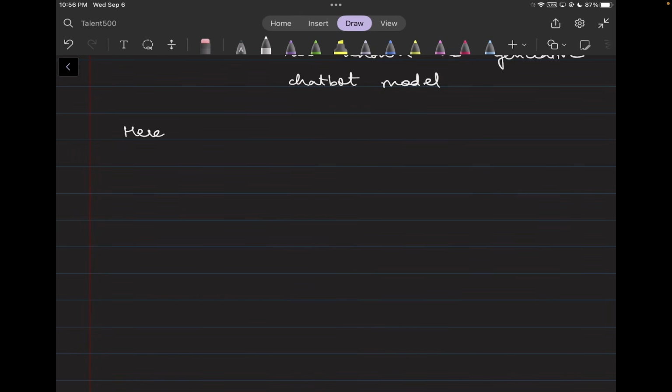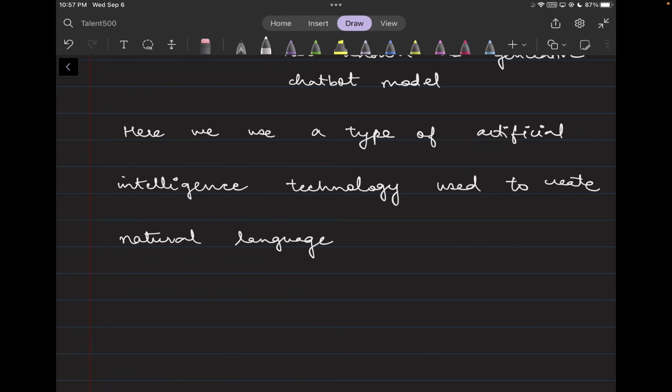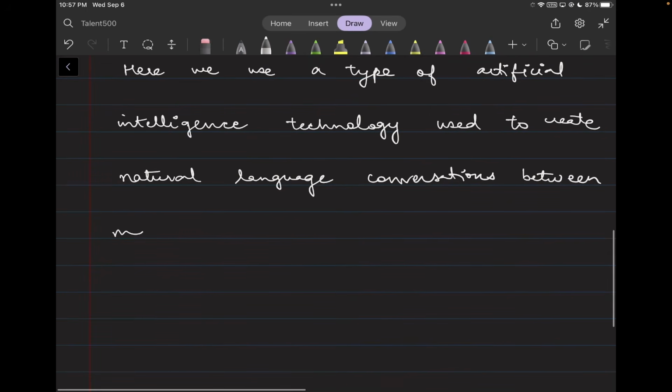So here we use a type of artificial intelligence technology which is used to create natural language conversations between machine and humans.